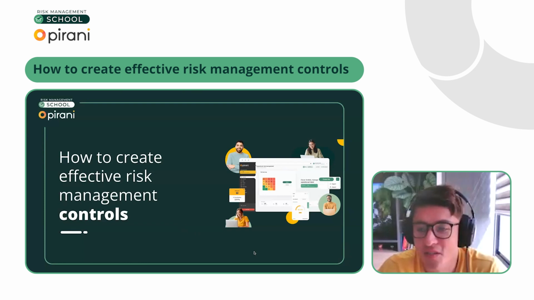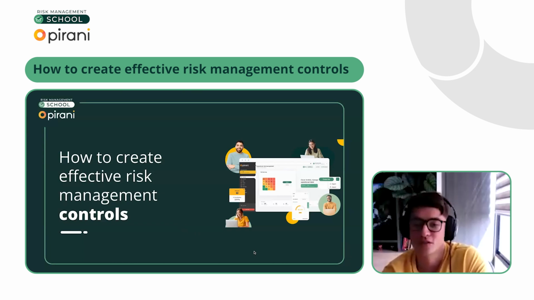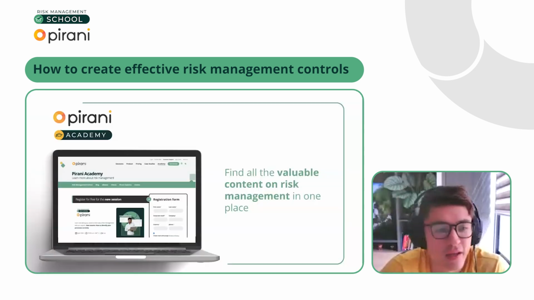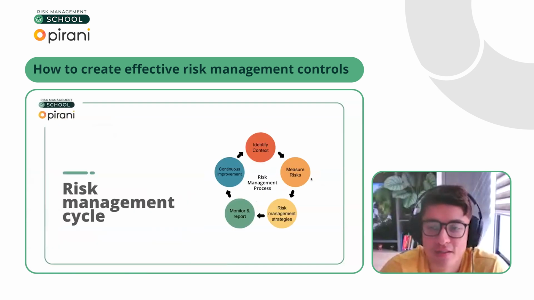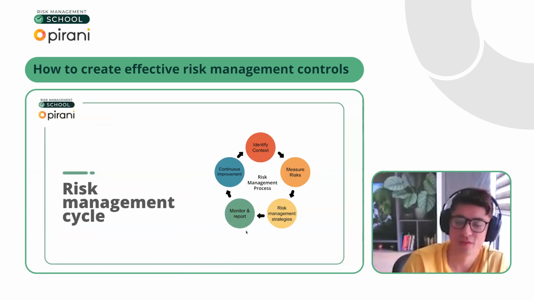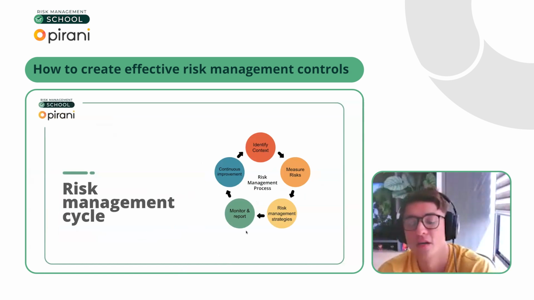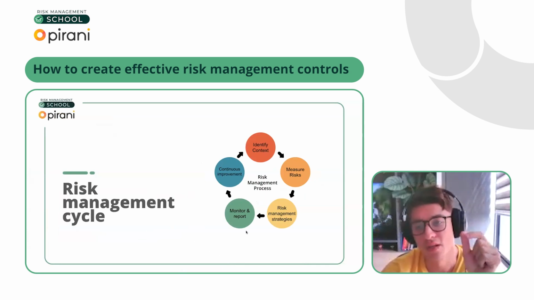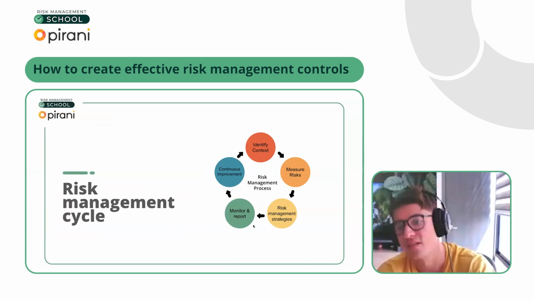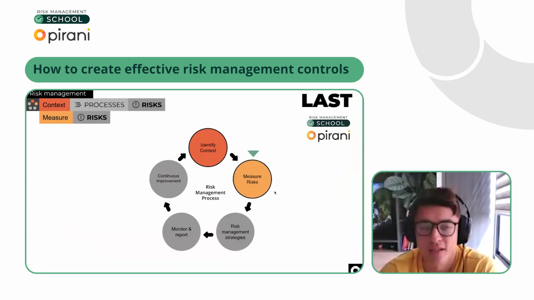And so let's start with the risk management of today. We're going to talk about controls. Remember that in this season of this risk management school, we're talking about the risk management cycle. We want to cover all this in the whole season, but we're going to focus in every class on one of the phases or stages of the cycle. In the last two classes, we talked about identifying context, processes and risks. The last session, we talked about measuring risks.